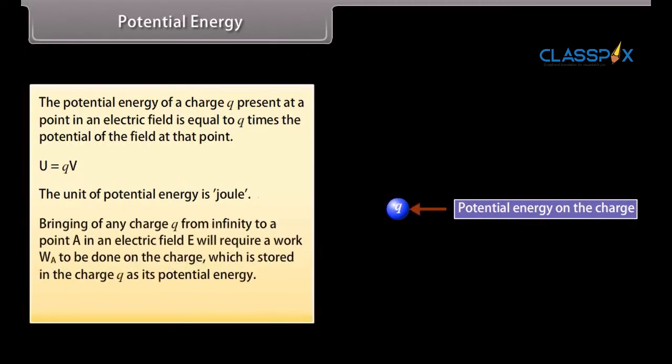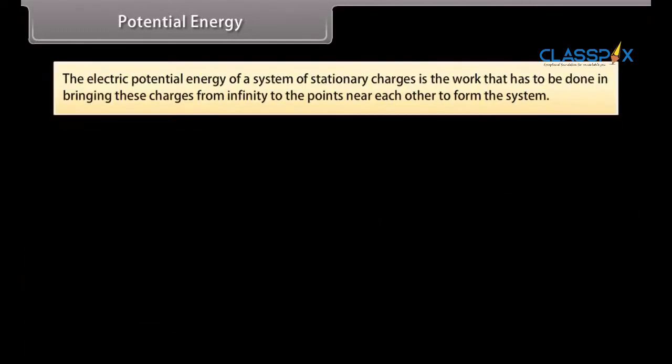Bringing any charge Q from infinity to a point A in an electric field E will require a work W_A to be done on the charge, which is stored in the charge Q as its potential energy. U_A is equal to Q V_A. The electric potential energy of a system of stationary charges is the work that has to be done in bringing these charges from infinity to points near each other to form the system.